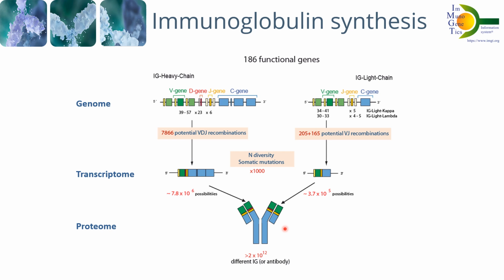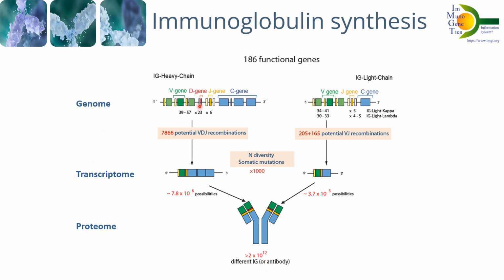Theoretically, our body could contain approximately 2 times 10 to the power of 12 different antibodies. This number is ultimately limited by the maximum number of B cells that each one of us is genetically programmed to produce. Nevertheless, it is still a relatively large number, and we'll explore in this slide and the following slides the molecular mechanisms that contribute to this vast diversity.